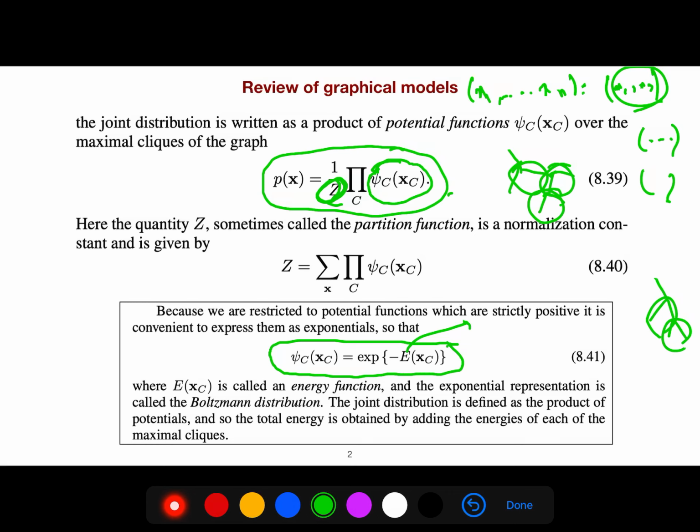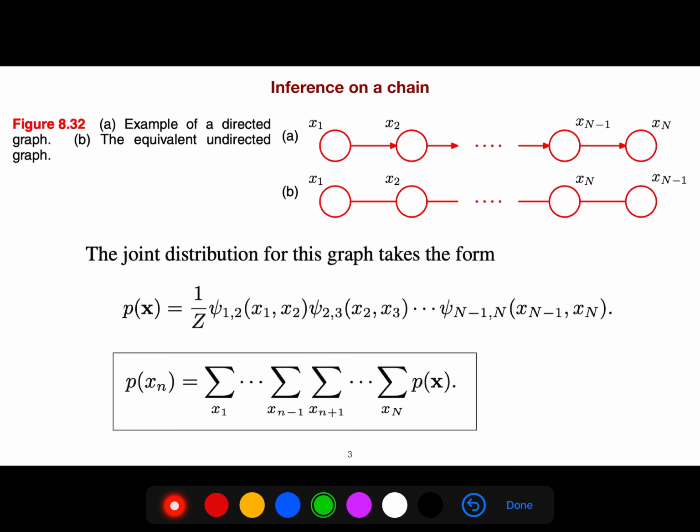The joint distribution is defined, as I said, as just a product of potentials. So the total energy is obtained by adding the energies of each of those cliques, the maximal cliques. For example, we start with just a simple chain, because you can visualize it and get the idea very quickly. And the same idea goes for more complex or any general graph.